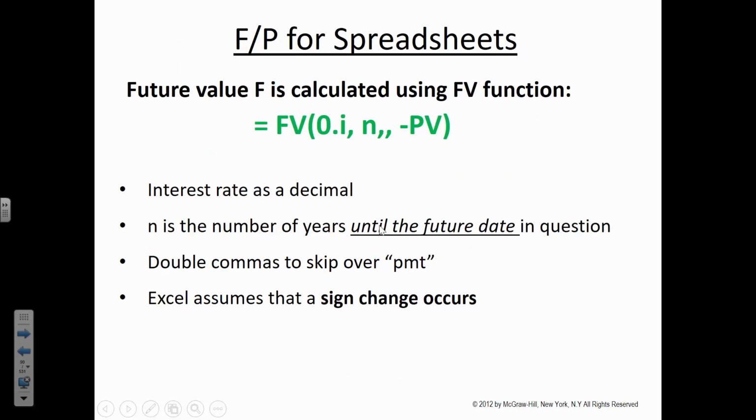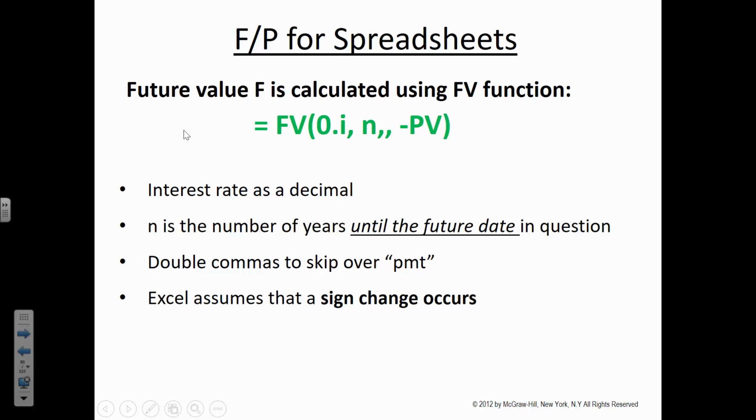All right, there is an FV function. PV was present value. FV calculates the future value. So instead of discounting amounts to the present, what the FV function does is it compounds amounts into the future. A lot of the functionality is the same as the PV function. You need to put the interest rate as a decimal, N is the number of periods. We do the double comma thing to skip over the payment field for now, and you have to put the negative sign in to adjust for the assumption that Excel automatically makes.